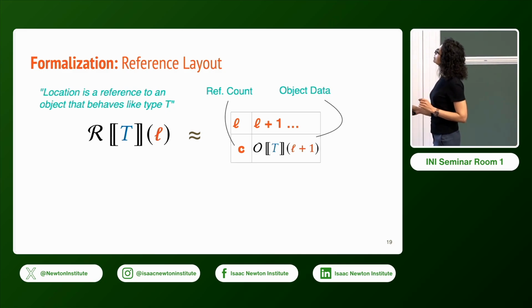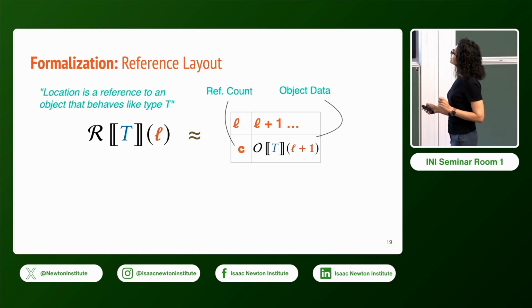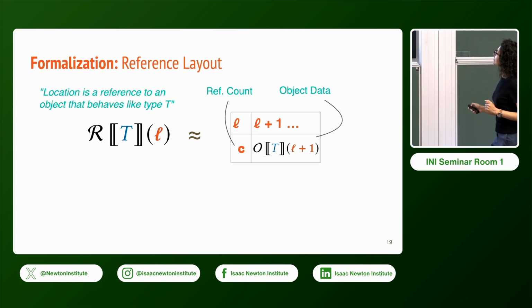So I'm going to use this RT predicate to say that the location L is a reference to something of type T. Okay? And what is a reference? Well, it's a layout question.